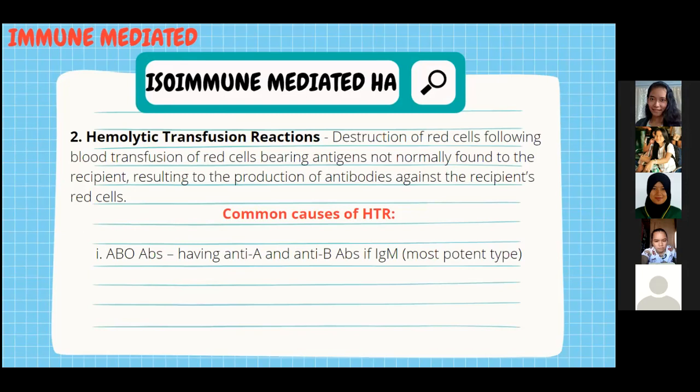The second one is the hemolytic transfusion reactions. This is the destruction of red cells following blood transfusion of red cells bearing an antigen not normally found in the recipient, resulting in the production of antibodies against the transfused red cells. So the definition explains that this occurs after the blood transfusion. The RBCs that were given during the transfusion are destroyed by the person's immune system. The common cause of HTR is the ABO antibodies, anti-A and anti-B, where IgM is the most potent type.